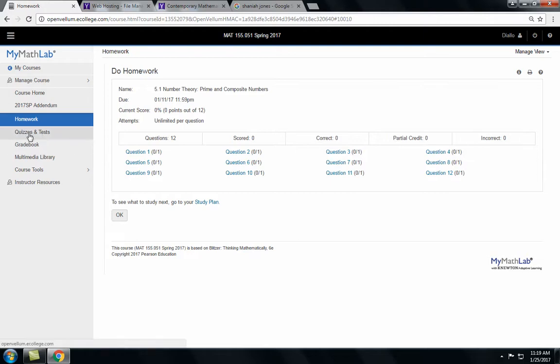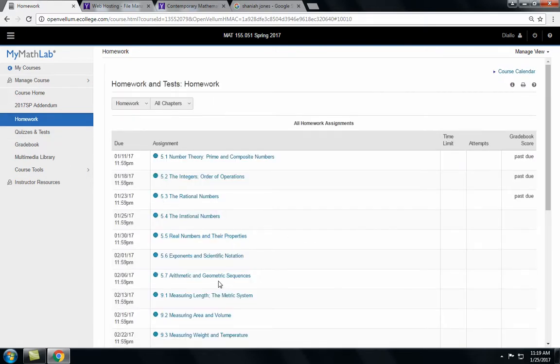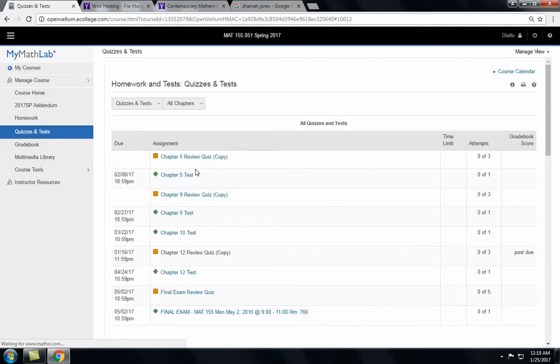The next thing we have are quizzes and tests. So once you complete all of the homework assignments for that particular chapter, the next thing you'll proceed to do is take the quiz for that chapter, and then you can take the test for that chapter. The quizzes and tests can be taken ahead of time. I encourage you to stay ahead of the schedule.